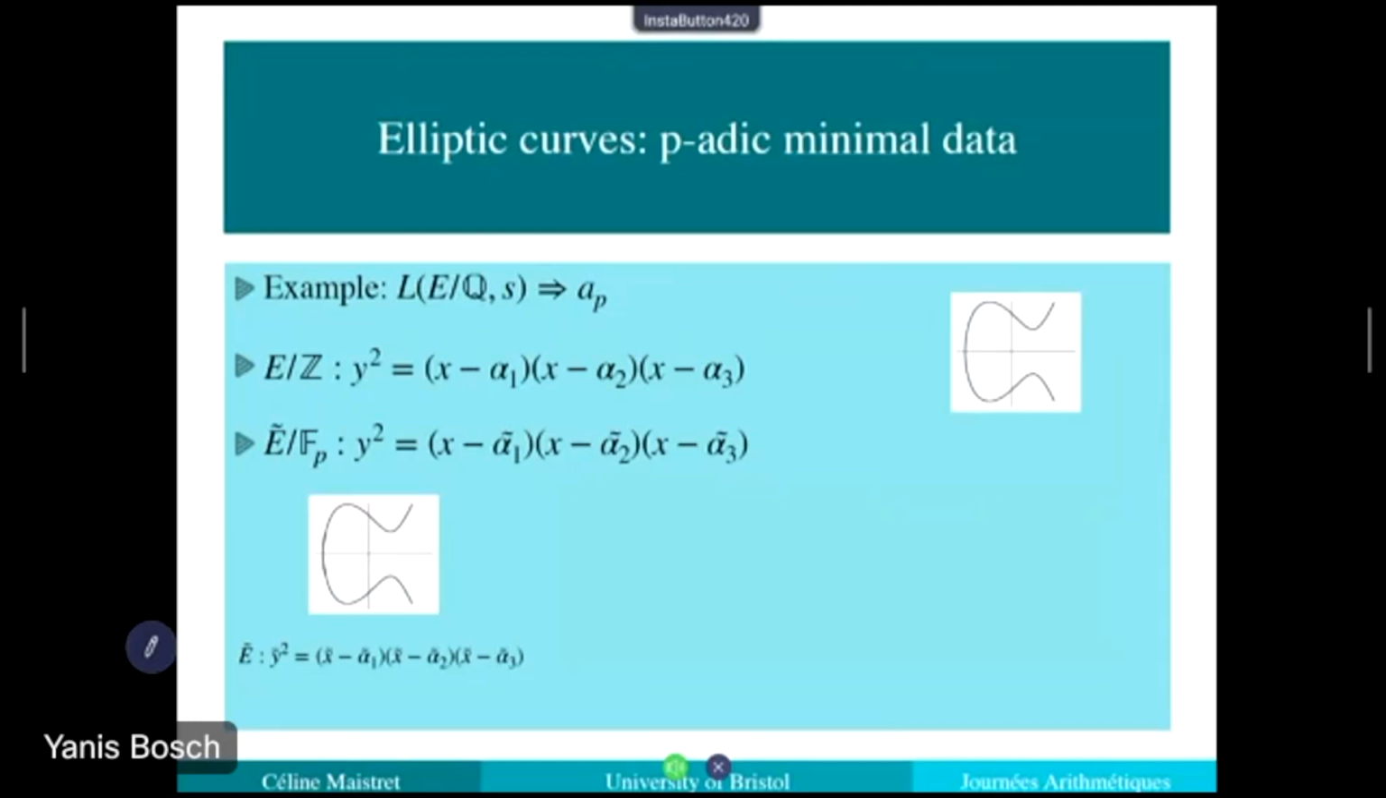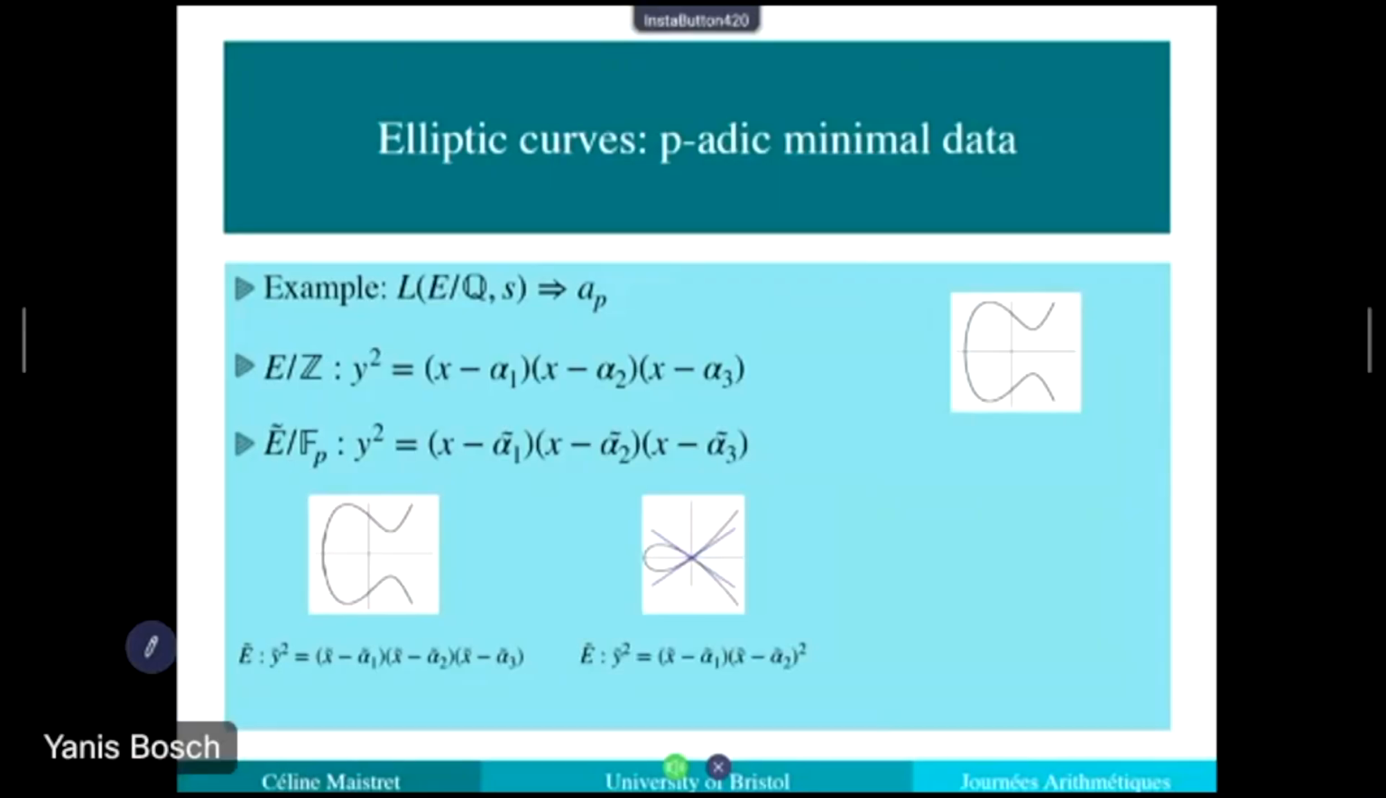Namely, this curve here over F_p is still an elliptic curve, it's still smooth. It may be that two of your roots collapse to the same element. Say you work over F_5 and your roots were 1, 5, and 10. Then you have a nodal curve over F_p, and in this case, it's essential to understand whether the slopes of the tangent of the node are defined over F_p or F_p squared to be able to understand a_p.